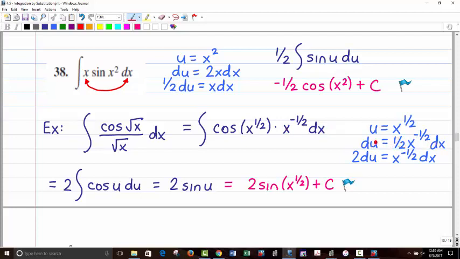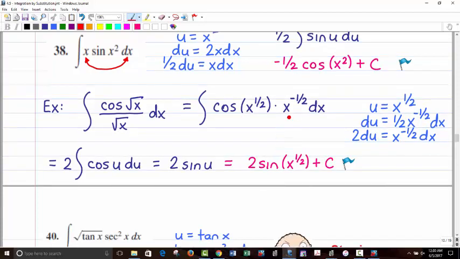So multiply both sides. Usually we have whole numbers there and we're dividing, but this time we have a fraction. So you multiply both sides by 2 to get rid of that 1/2. So we have 2 du equals x to the negative 1/2 dx. So that radical, this part right here, x to the negative 1/2 dx, is 2 du. So that represents 2 du, and then this is cosine of u. So I brought the 2 out and left the du, cosine of u.